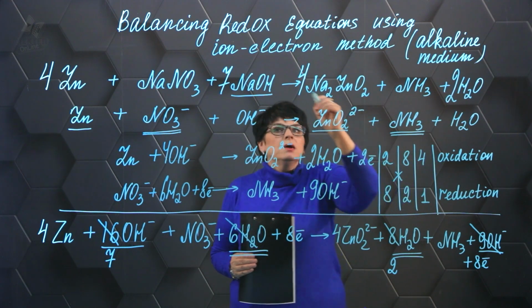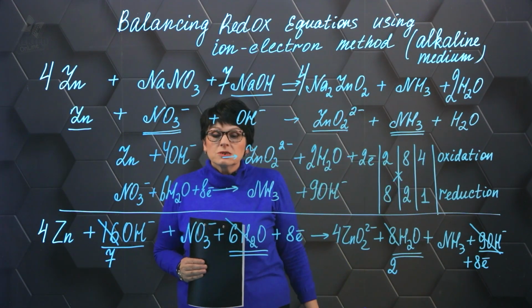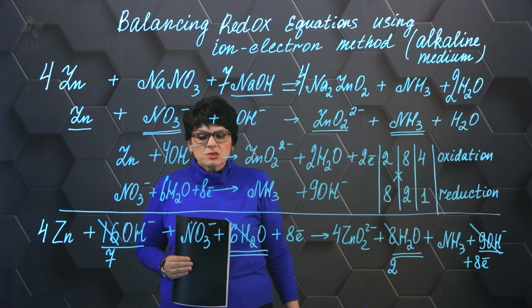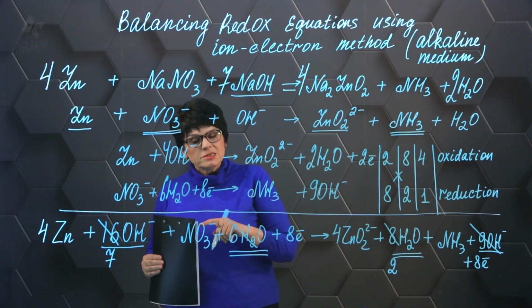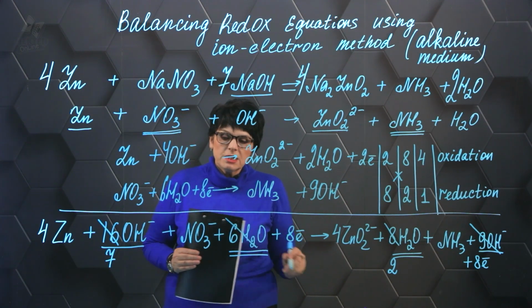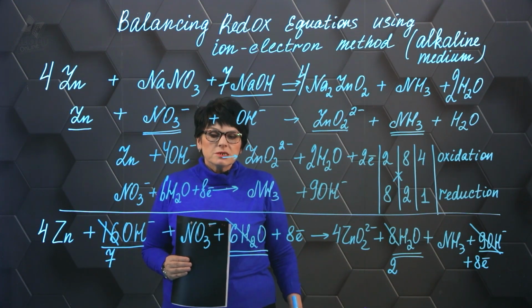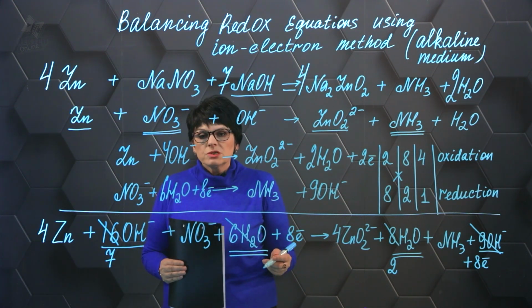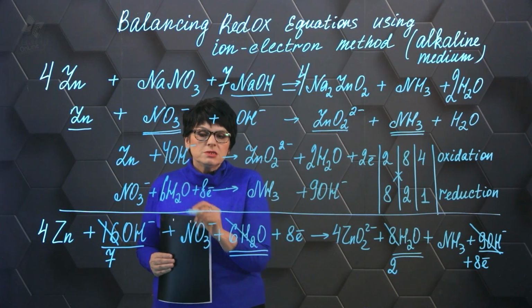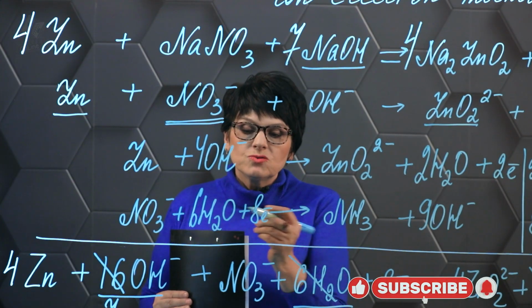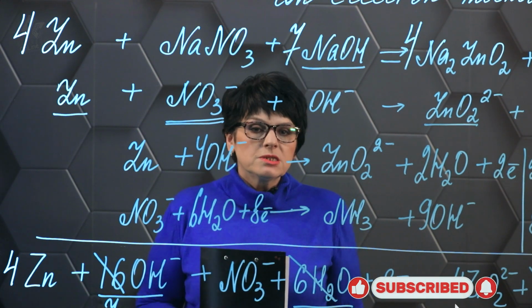Our equation is equated. Here I would like to draw your attention to the fact that in an acidic environment and in an alkaline environment, water acts differently. In an acidic environment, water adds oxygen, but in an alkaline environment, water has a different function in this process. It removes oxygen from these ionic forms, from these ions or molecules.